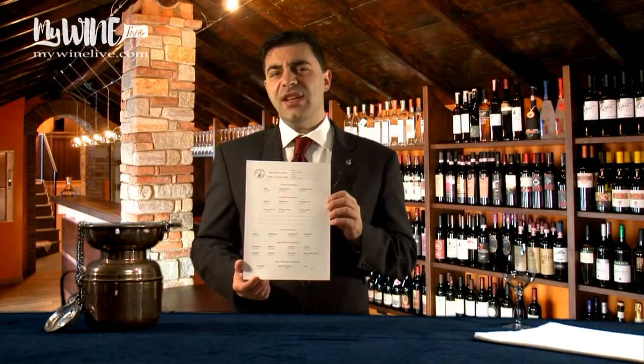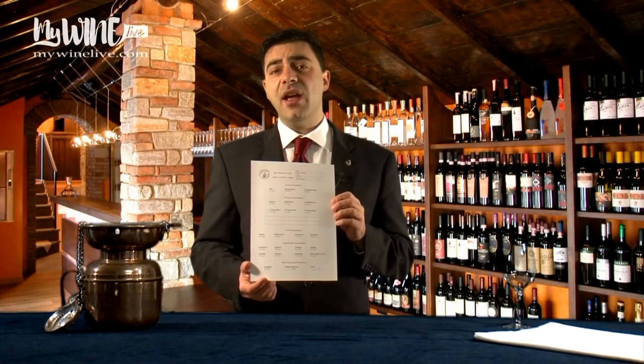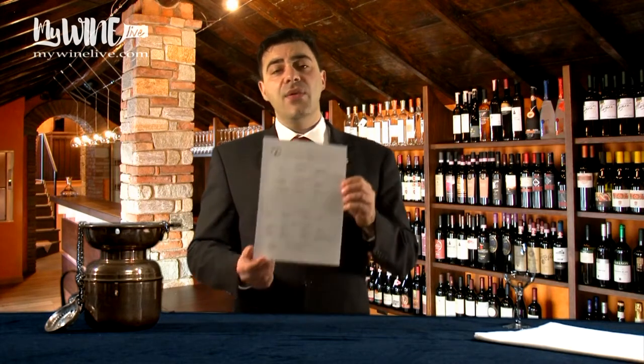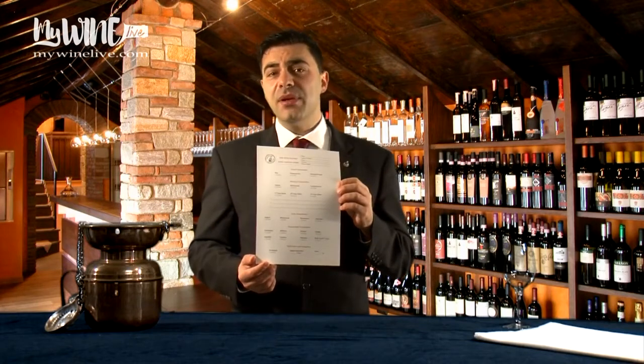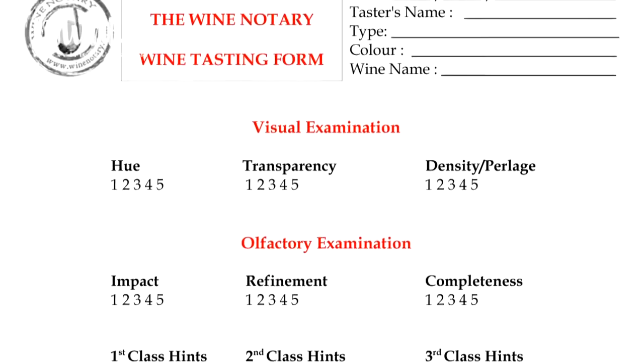To facilitate the tasting of the wine, it is better to rely on a form that will help you to identify all the features that you need to research and analyze in a certain wine. The wine notary created a specific and complete form of its instruction to help tasters to taste every possible wine.